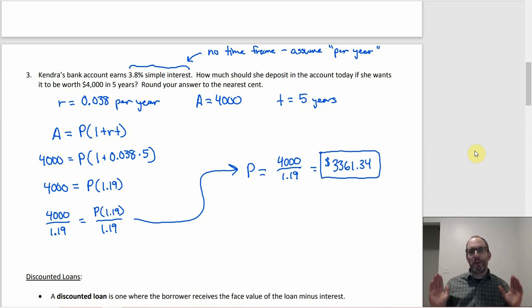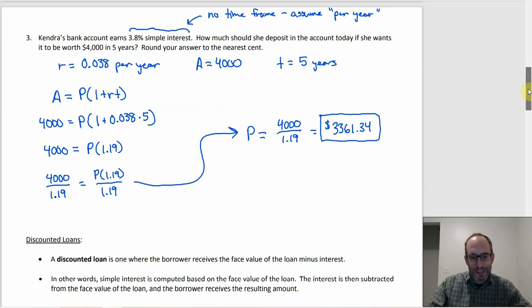All right, so with that one, same formula, but we had to solve for something different, right? Because that one, we had to solve for what the principal amount would be, and we had all the other stuff, right? We had the accrued amount, we knew the rate, we knew the time frame, and we solved for P this time. So same formula, but kind of changed up a little.